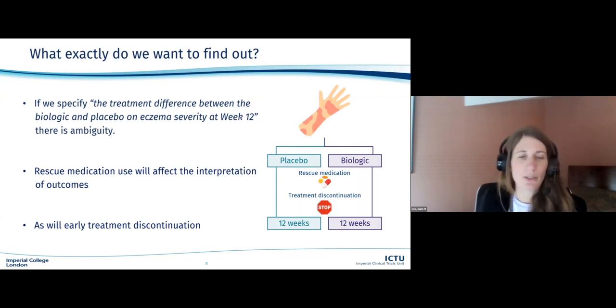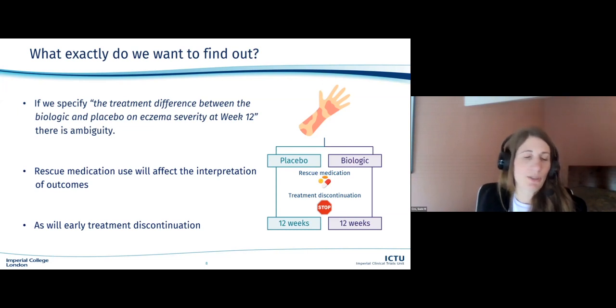Together, the rescue medication and treatment discontinuation can create quite a lot of ambiguity on what we could find out here. We could ignore both of these events and look at the treatment effect regardless of the use of rescue or any treatment discontinuation. Or we could alternatively design a trial to estimate the treatment effect for only those that would always adhere to treatment and not use rescue medication, or something entirely different. There's many different possibilities here.